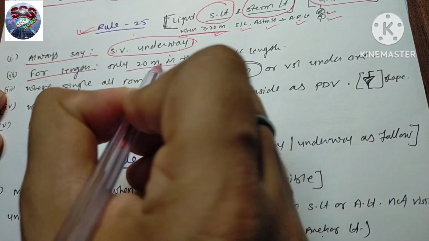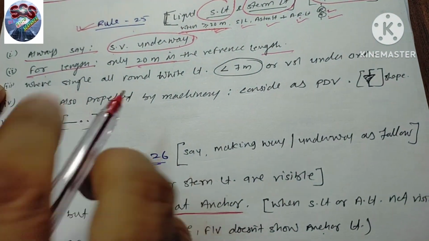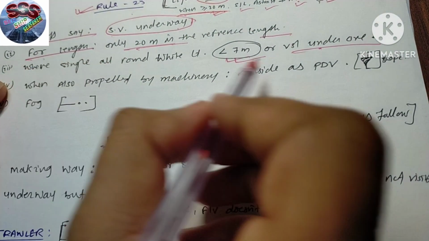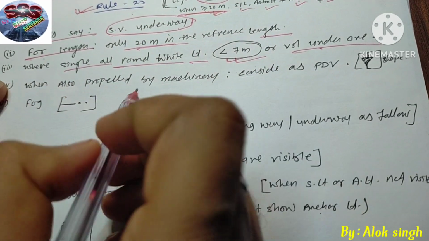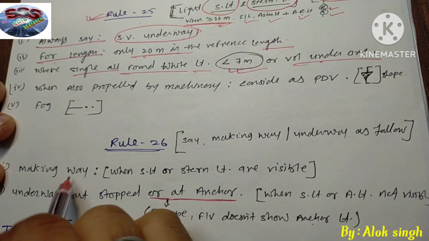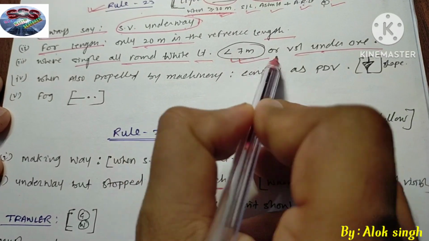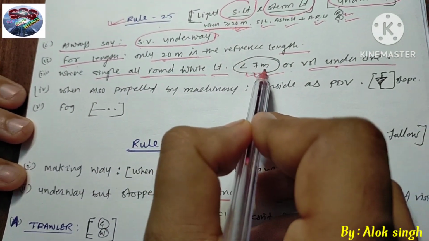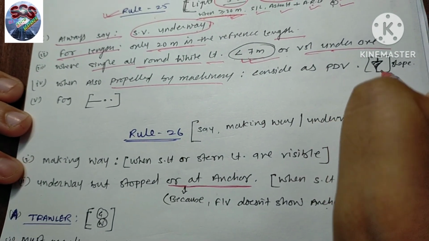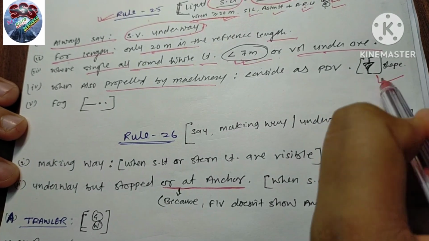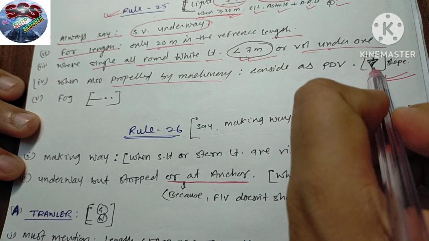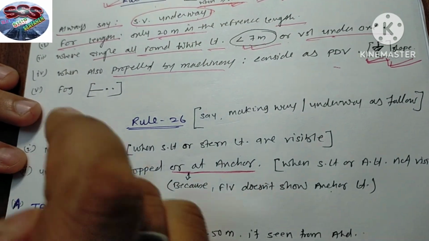And for length, the reference is only 20 meters for this vessel, except a vessel under oars, which is less than 7 meters. If it is less than 7 meters, then we have to say vessel under oars, where a single all-round white light is set. As we have one card where a single white light is given, where the 7 or 9 condition is given, one condition will come for this vessel also, when it is less than 7 meters and under oars. When also propelled by machinery, as already discussed in a card, it will show a cone apex downward. Then this vessel will be called a power-driven vessel, and whenever you see this, take all action as per a power-driven vessel.